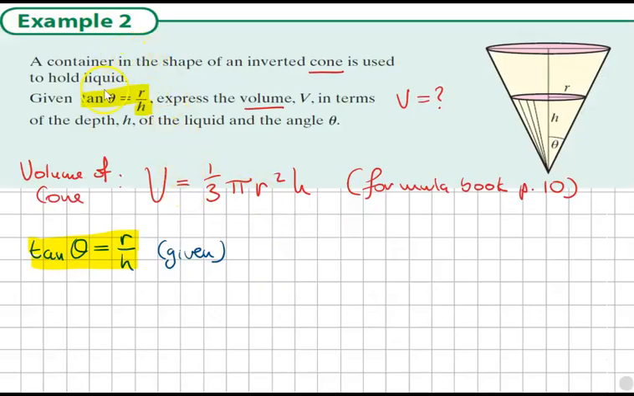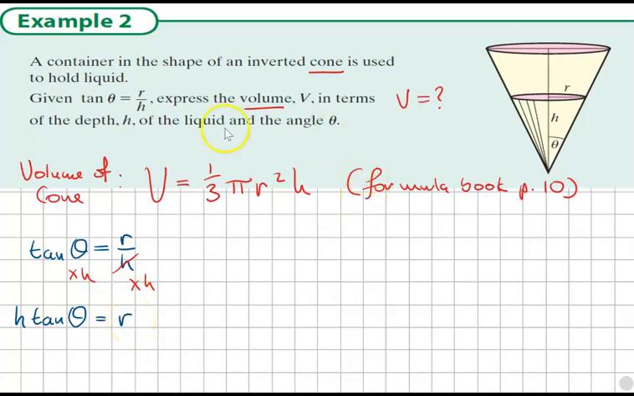So we were told in the question that tan theta is equal to r over h. So that was given. So we're going to multiply both sides by h. So this is so we can get the r on its own. So multiplying the right-hand side by h just cancels out that h. And multiplying the left-hand side by h, we just stick the h in front of tan theta. So we get h tan theta is equal to r. So now we have r on its own.